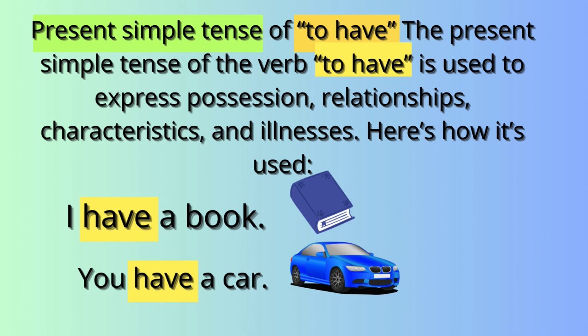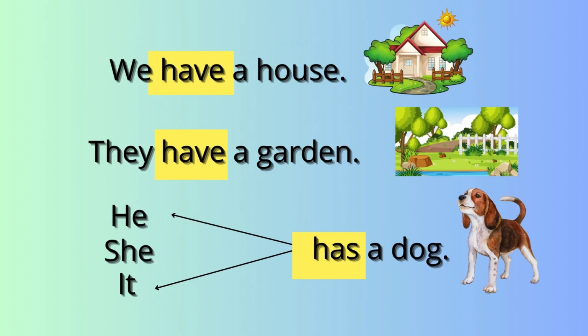The present simple tense of the verb to have is used to express possession, relationships, characteristics, and illnesses. Here's how it's used. I have a book. You have a car. We have a house. They have a garden. He has a dog. She has a dog. It has a dog.